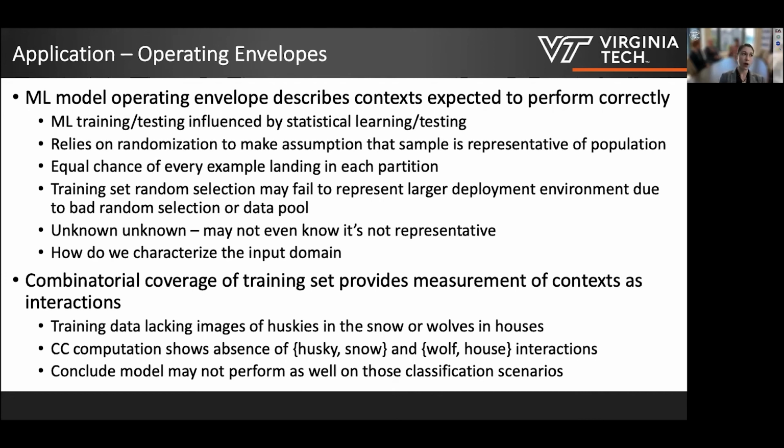So we have questions about how we characterize the input domain on which a machine learning model is learning. And we are proposing combinatorial coverage of the training set to provide some measurement of the contexts as interactions. So if the training data lacks images of huskies in the snow, or it lacks images of wolves in houses, then the combinatorial coverage computation of the training set would show the absence of husky and snow and wolf and house interactions. And then we might conclude the model might not perform well on those classification scenarios, or at least it might lead us to go examine how the model performs in those classification scenarios. It gives us a notion that we have under coverage of those situations.